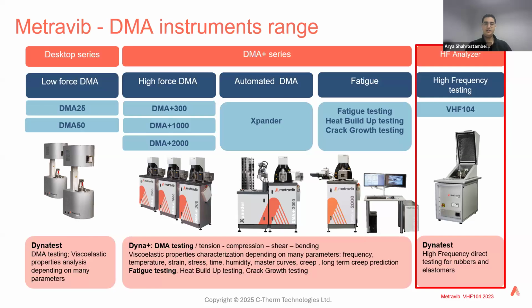And finally, the HF analyzer, or high frequency analyzer, which will be the topic of today's webinar. It's basically high frequency testing. So if you're working across different industries, for example, aerospace or any other application dealing with vibration or any sort of high frequency deformation, the VHF 104 is definitely a unique instrument for you because it can experimentally measure viscoelastic properties starting from 100 hertz all the way up to 10,000 hertz experimentally.